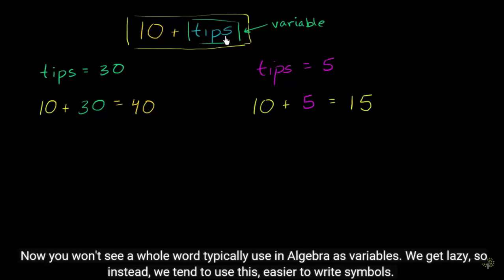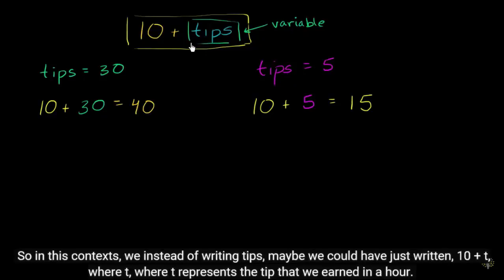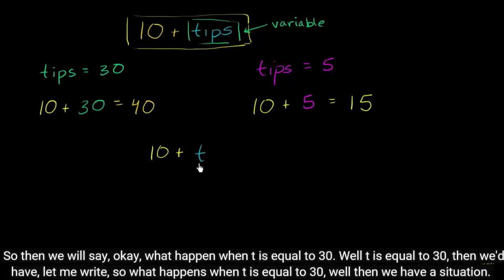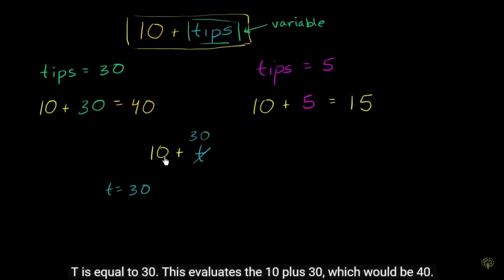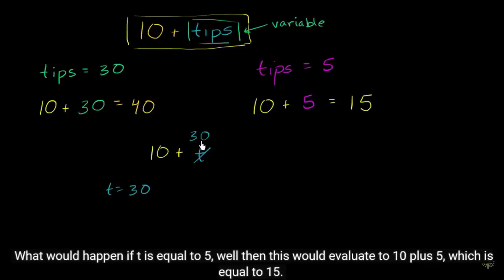Now, you won't see whole words typically used in algebra as variables. We get lazy, and so instead we tend to use easier to write symbols. In this context, instead of writing tips, maybe we could have just written 10 plus t, where t represents the tips that we get in an hour. And so then we would say, what happens when t is equal to 30? This evaluates to 10 plus 30, which would be 40. What would happen if t is equal to 5? Then this would evaluate to 10 plus 5, which is equal to 15.